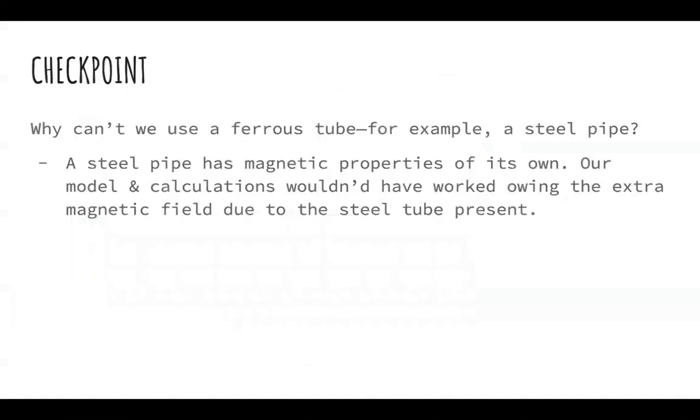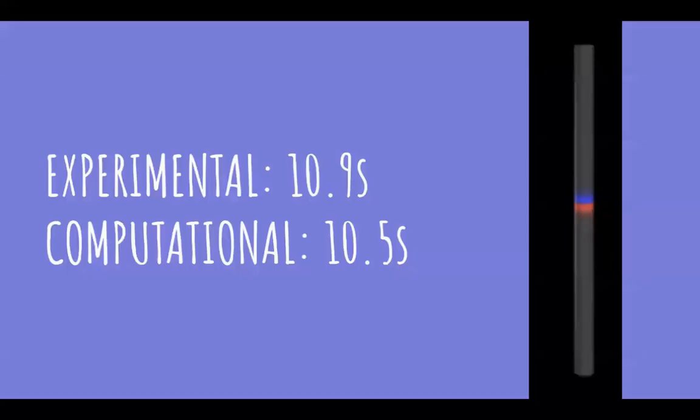The checkpoint: why can't we use a Ferris wheel? Because it has magnetic properties of its own and it would mess up the calculations. So these are the experimental and computational values. The computation is 10.5 seconds.